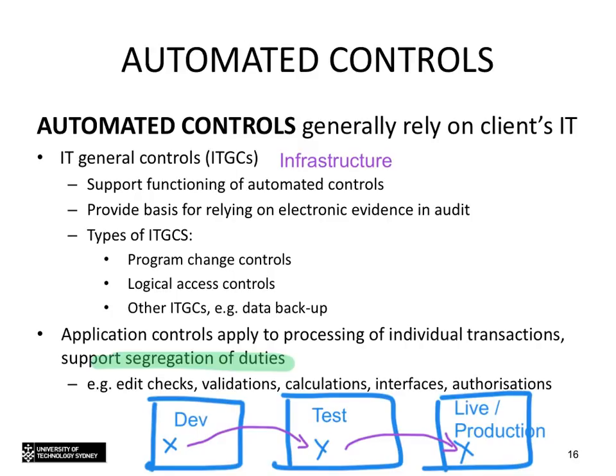And we can use a lot of application controls to make sure that we've got segregation of duties. That means different people have different levels of access. Okay? So when you go into my subject activities, you can see just you.